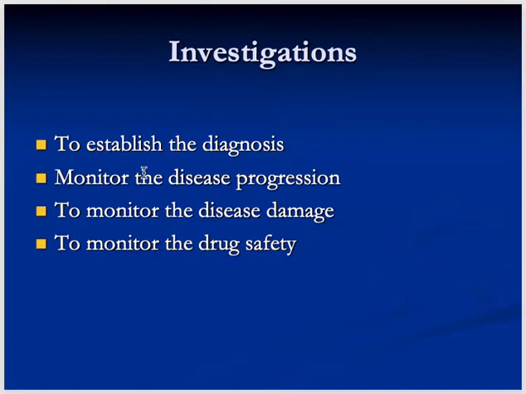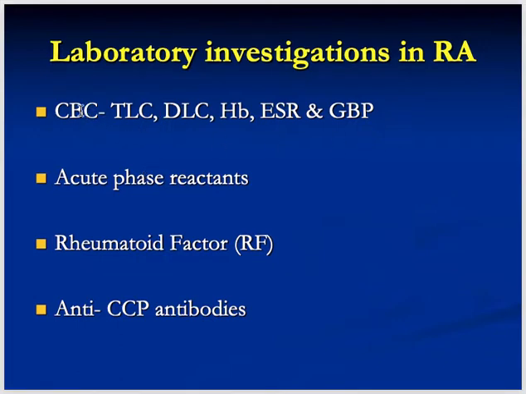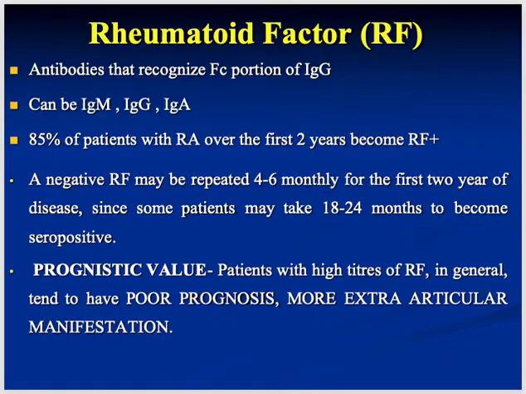So, if I talk about all the investigations, guys, of course, there are a lot of them. For example, we can do the CBC, total leukocyte count, differential leukocyte counts, hemoglobin, ESR, or CRP. We can check rheumatoid factors and anti-CCP antibodies. Now you can see over here, rheumatoid factor. I explained this already, by the way, but okay, for revision. Rheumatoid factors are basically antibodies formed against the Fc portion of IgG, and they can be IgM, IgG, or IgA.